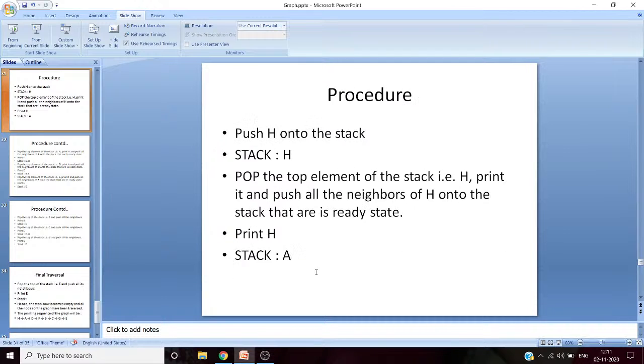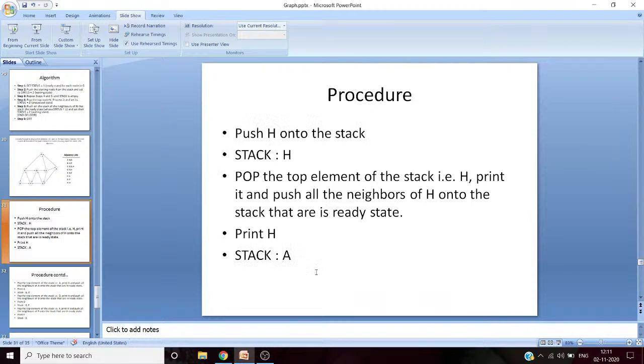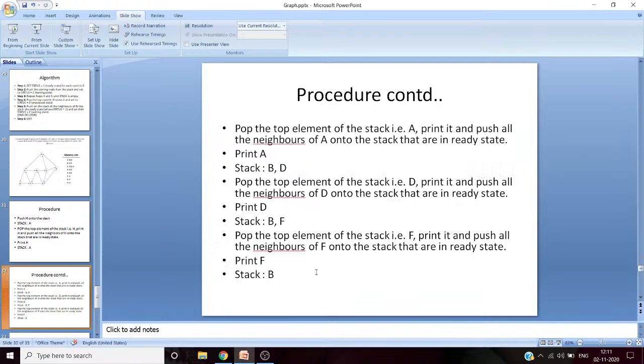So I am repeating it once more. First, we are creating the adjacency list. We are pushing the starting node H in the stack and processing the adjacency list, checking how many neighbors there are of H. There is only one neighbor, A, printing H, pushing A in stack. Next, neighbors of A are checked, A is printed, H and A are printed. Printing sequence is our output, and in stack B and D will be pushed, neighbors of A.